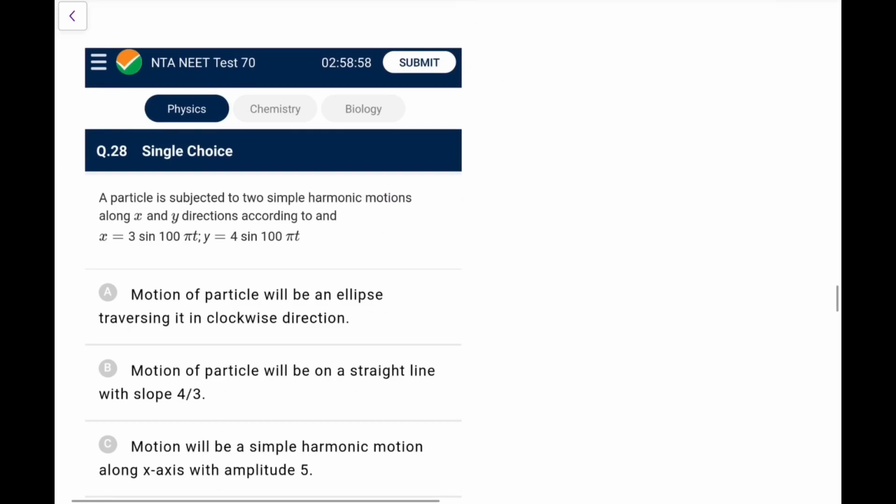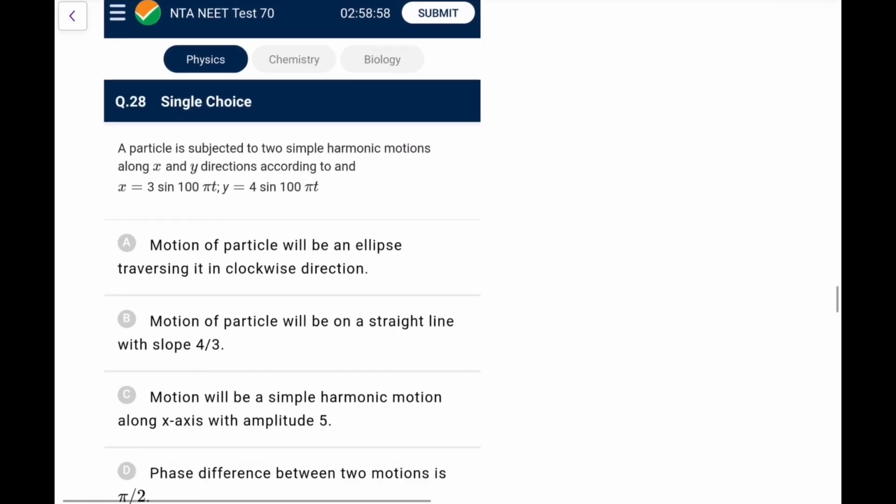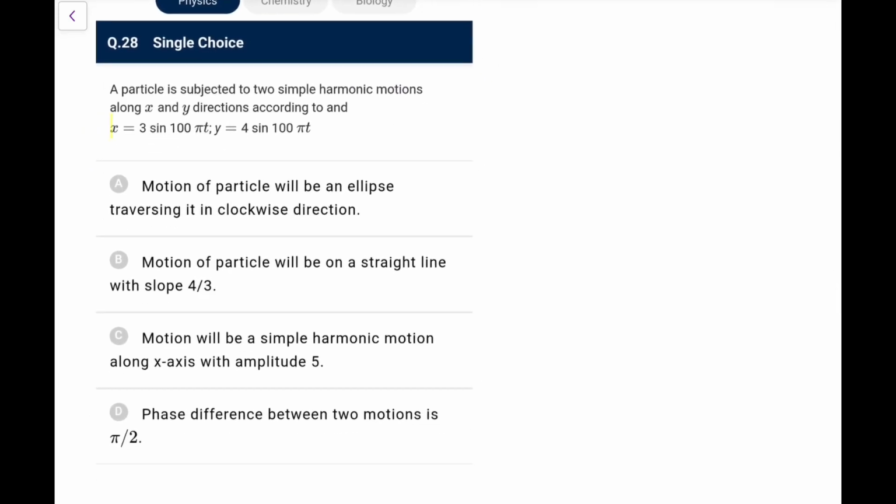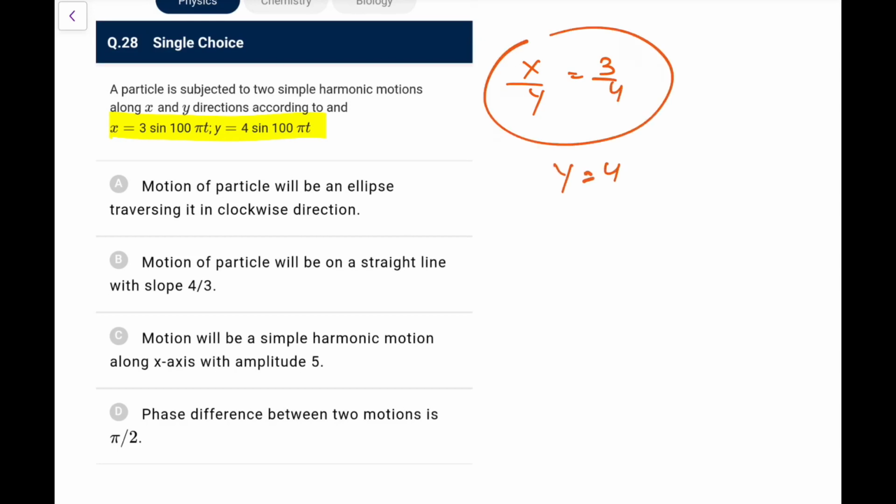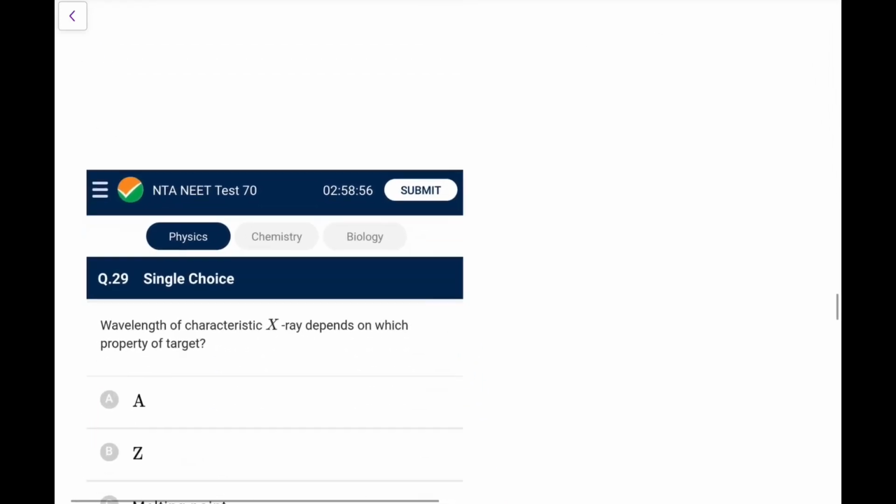Next, particle subjected to 2 SHM along 2 perpendicular directions x and y like this, the motion of the particle will be. Here if you do x by y, you see x by y is 3 by 4, that is a constant, so it would be a straight line passing through origin, and here y is 4 by 3x, so slope is going to be 4 by 3. So that's an easy one. You can do simply by dividing them.